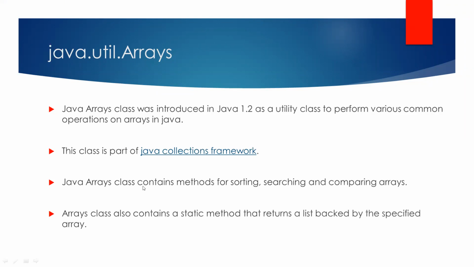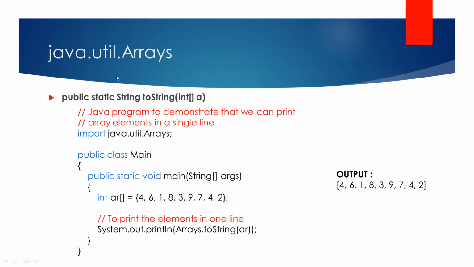Java Arrays class contains methods for sorting, searching, and comparing arrays. Arrays class also contains a static method that returns a list backed by the specified array. So, what is the meaning of these statements? Just look at this code.